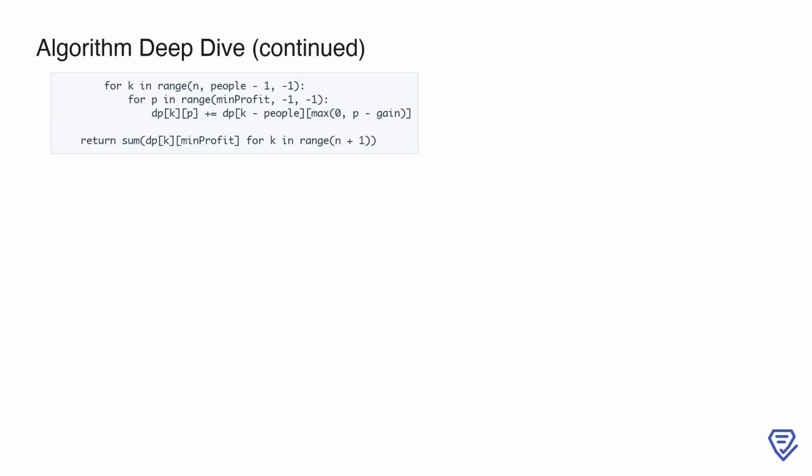Finally, the result is computed by summing up all entries in the DP table corresponding to DP[k][min profit], where k ranges from 0 to n. This sum represents the total number of ways to achieve the desired profit using the available people. By iteratively building the solution and leveraging the efficiency of dynamic programming, the algorithm provides an optimal solution to the problem without resorting to brute force.